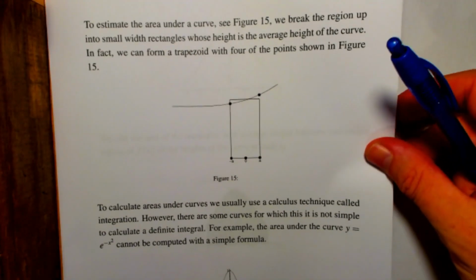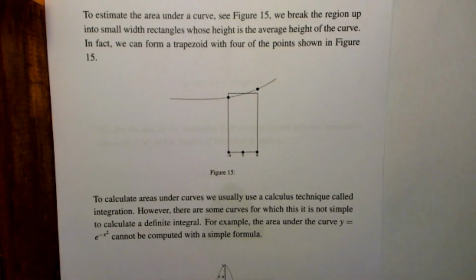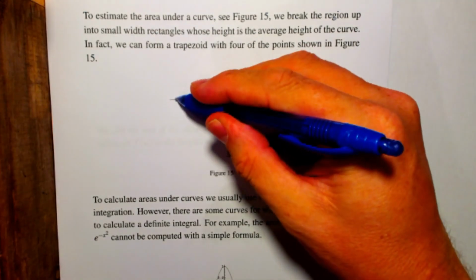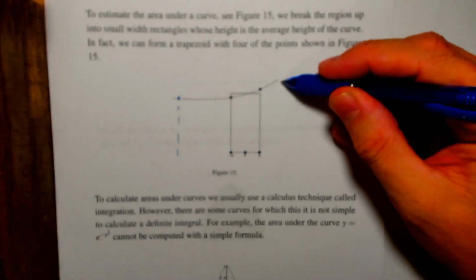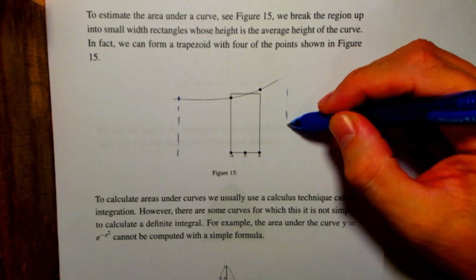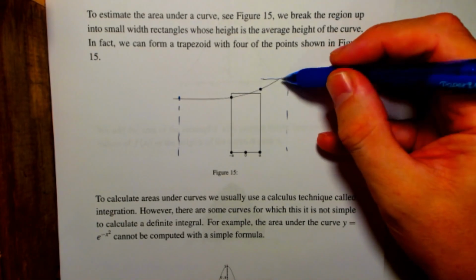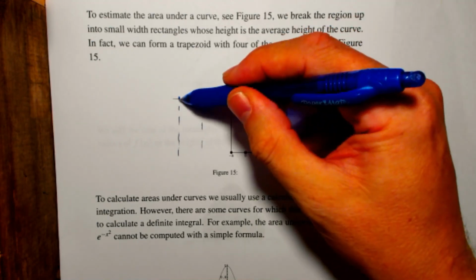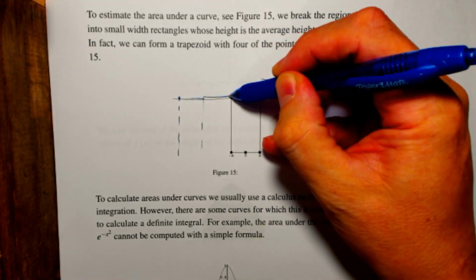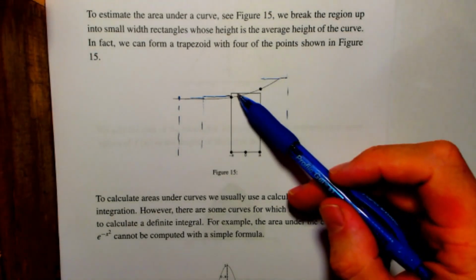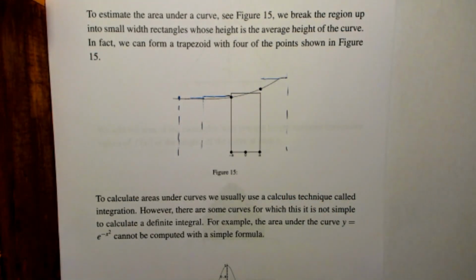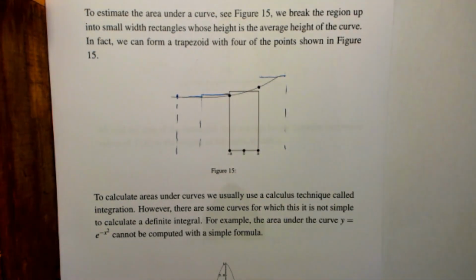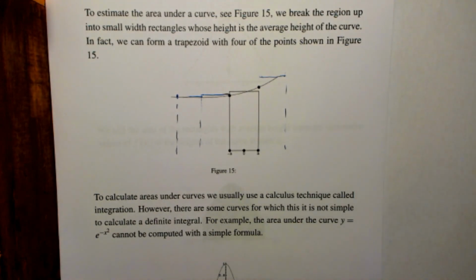So to estimate the area under the curve, let's have a look at figure 15. We break up some region, so suppose it's from here to say here, and we would break this up into rectangles of equal width whose height is the average of this point to this point. However, you could connect those and make some trapezoids, which explains the naming of this.